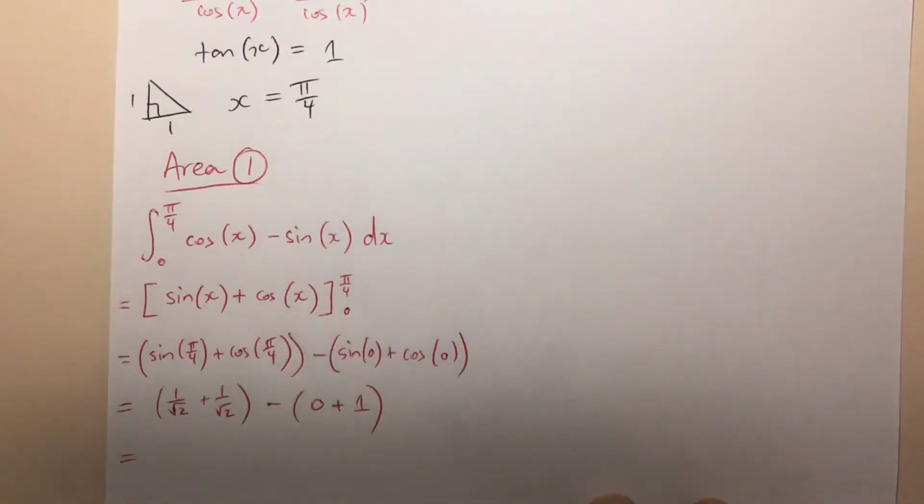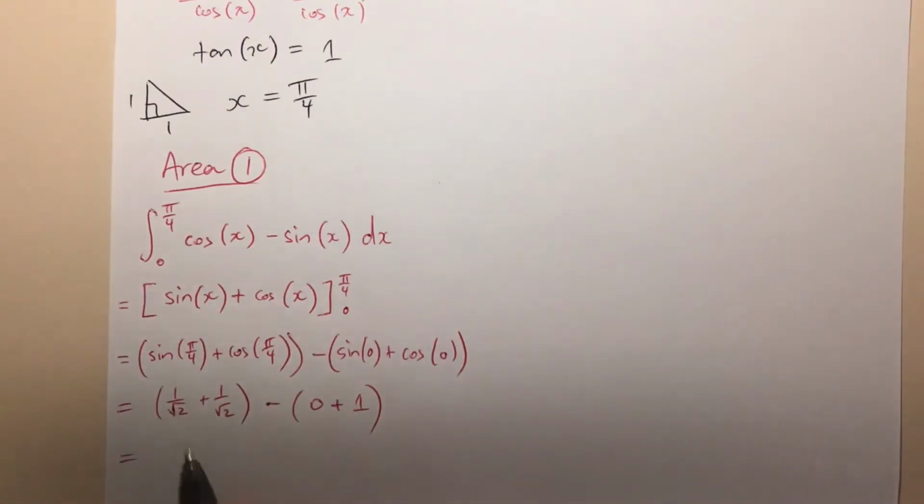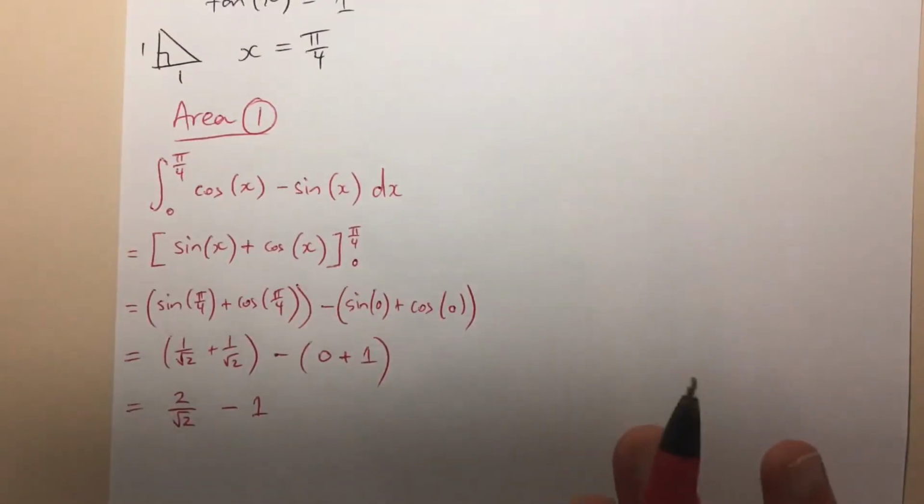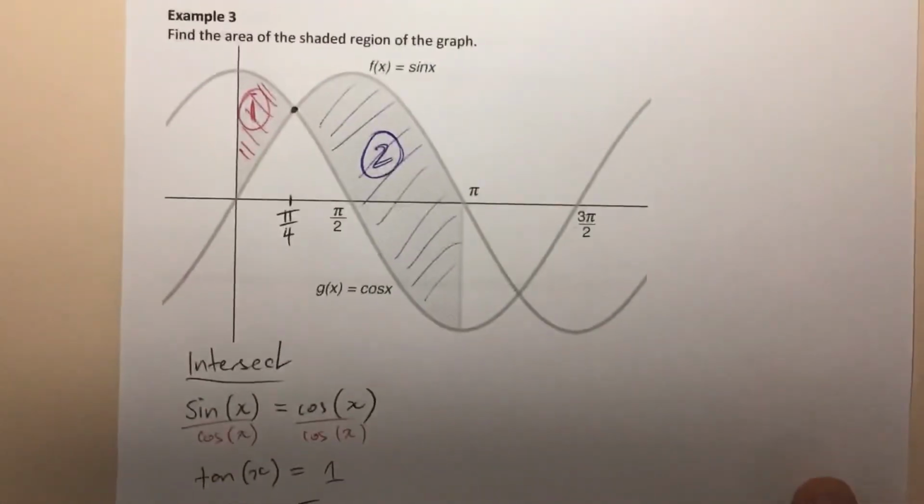And so this area is equal to, well, we've got two lots of root 2 here, so we've got 2 over root 2 minus 1. Okay, so that's the area of the first region as an exact value, and there's no indication to round in this question, so we'll keep our answer as an exact value. Let's go back now and find this second area.